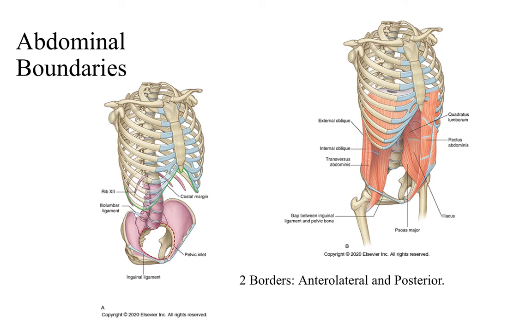And again, this is just showing you the boundaries with different pictures. You have the anterolateral, and when I say anterolateral, they're referring to the anterior part moving into the lateral aspect. And then the posterior, which would be back here, and of course that is going to be your vertebral column as well as the muscles here that we'll talk about as we move along, the abdominal cavity.